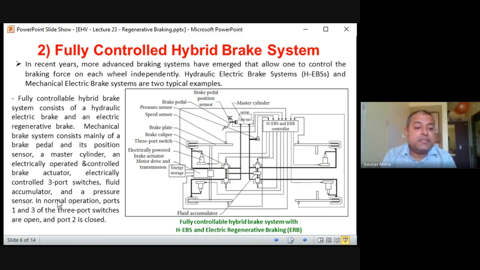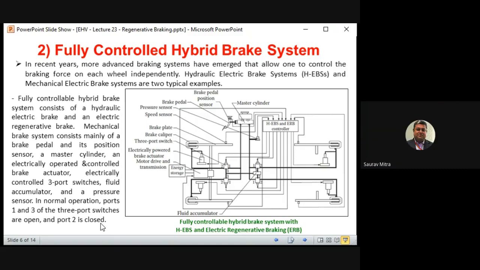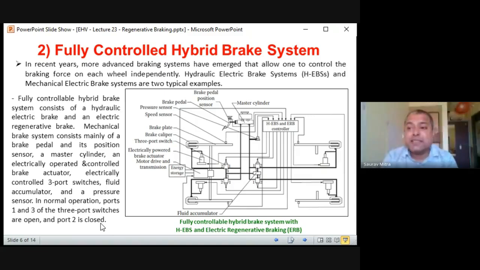So it consists of pressure sensors. In normal operation, ports 1 and 3 of the 3-port switch are open and port 2 is closed. The opening and closing of these switch ports are controlled by this HEBS, and depending on that it can control the brake fluid flow towards every tire. So that can be increased or decreased depending on the requirement. The main difference is that every wheel in this case is controlled or checked separately. So in the HEBS system, every wheel is controlled separately.